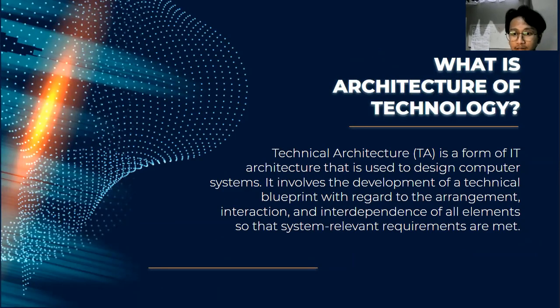What is architecture of technology? Technical architecture, or TA, is a form of IT architecture that is used to design computer systems. It involves the development of a technical blueprint with regard to the arrangement, interaction, and interdependence of all elements so that system relevant requirements are met. Next.